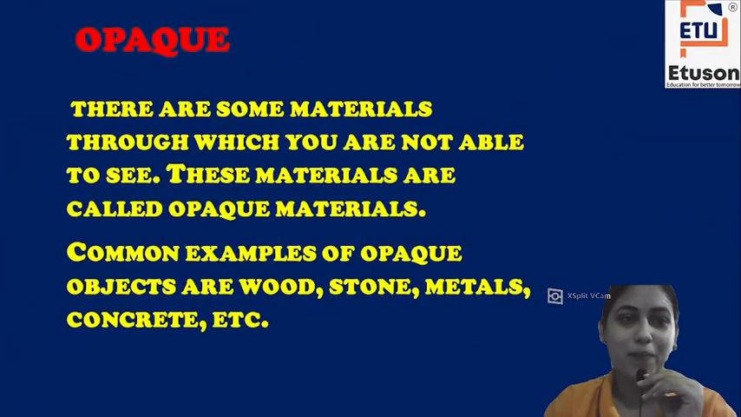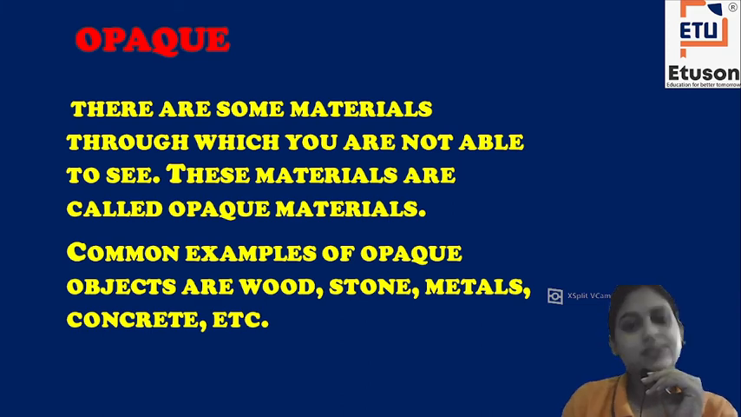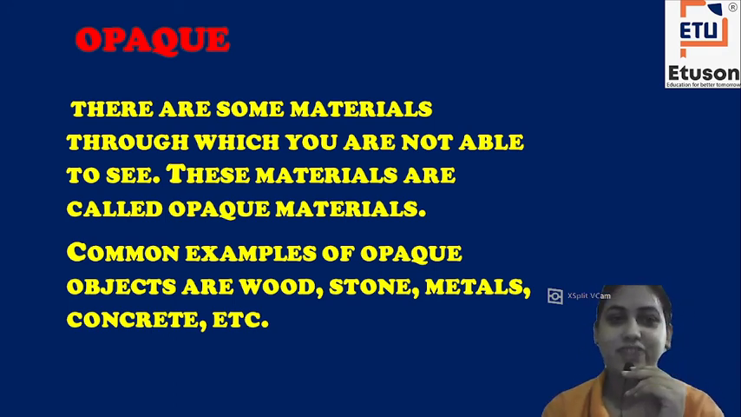Next is opaque. Opaque materials are those through which we are not able to see anything. So in the first case we will be able to see everything. Second, we will be able to see but not everything or not very clearly. And third, we will not be able to see anything. Examples are wood, stone, metal, concrete, etc. This can be taken as the example of the doors of our houses. When we close the door, we are not able to see anything outside. But when we open it, only then are we able to see. So this was the concept of transparent, translucent and opaque.